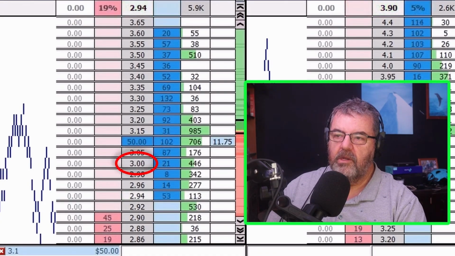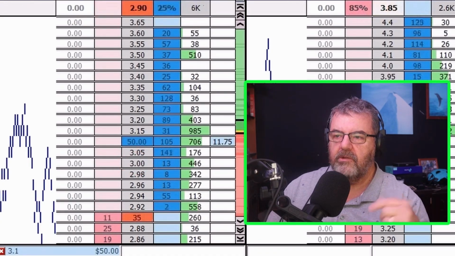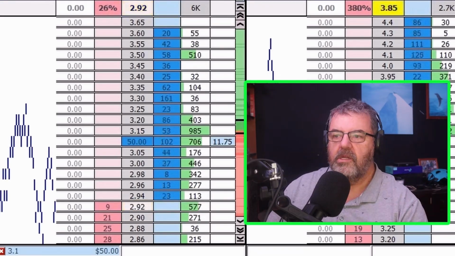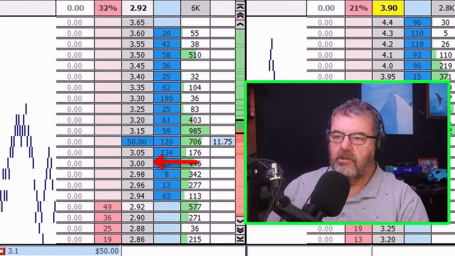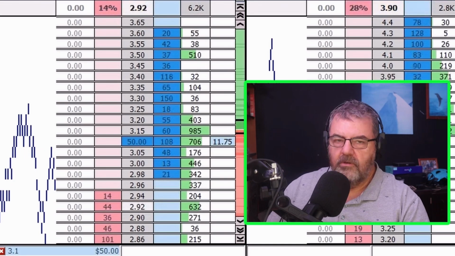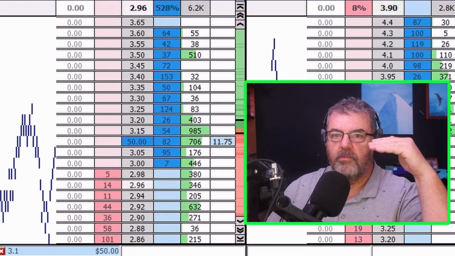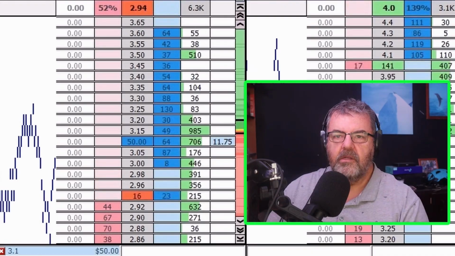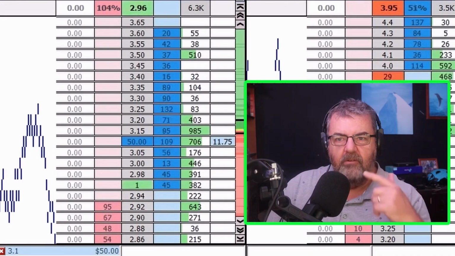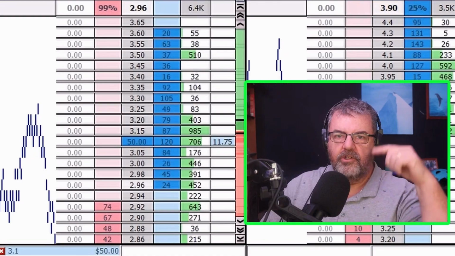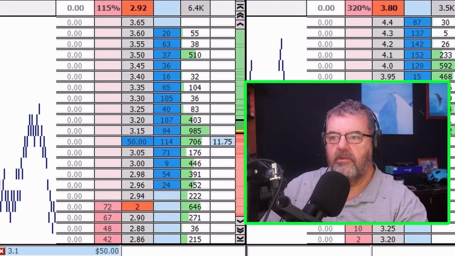Because from $3, the tick size is 5 cents. $3, $3.05, $3.10, $3.15. Whereas below $3, it's only 2 cents. $3, $2.98, $2.96, $2.94, $2.92. So your tick sizes are worth more above $3 than what they are below $3. And $3 being a round number is a psychological barrier. It's going to trade above $3 or it's going to stay below $3.